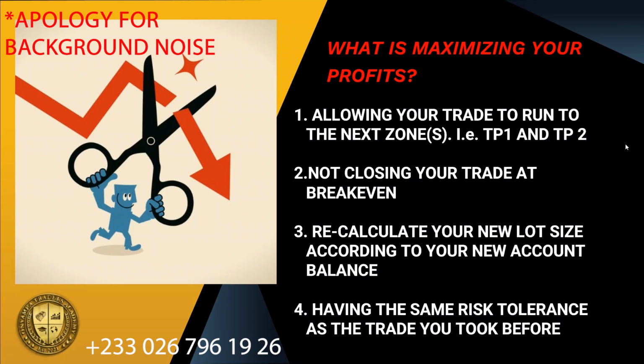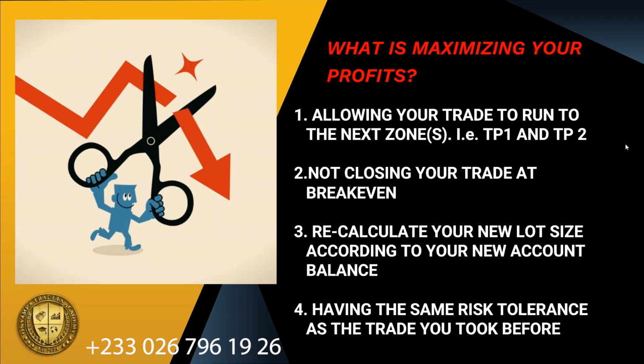And the fourth point is having the same risk tolerance as the trade you took before, like I stated. If you risk 2% for the day, cut the 2% in half and risk 1% per trade in case price doesn't move in your direction. So basically, this is how you can cut your losses short and how you can maximize your profits.